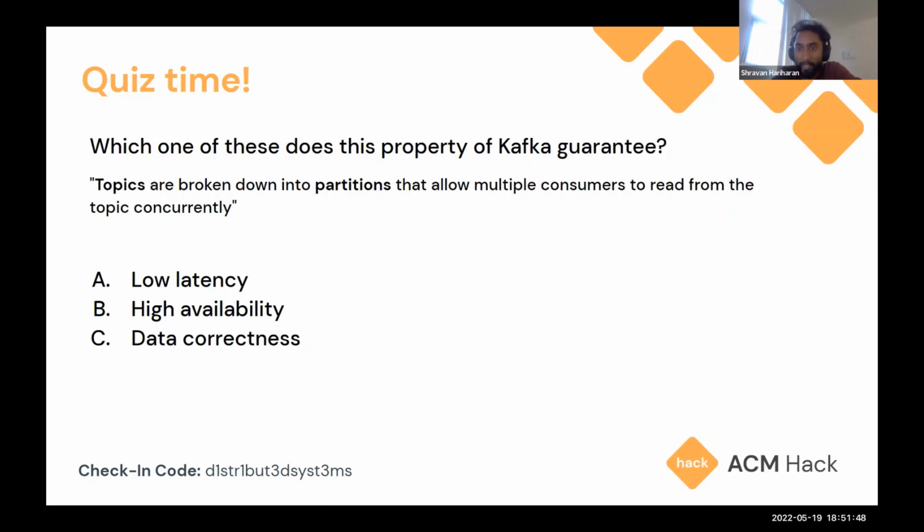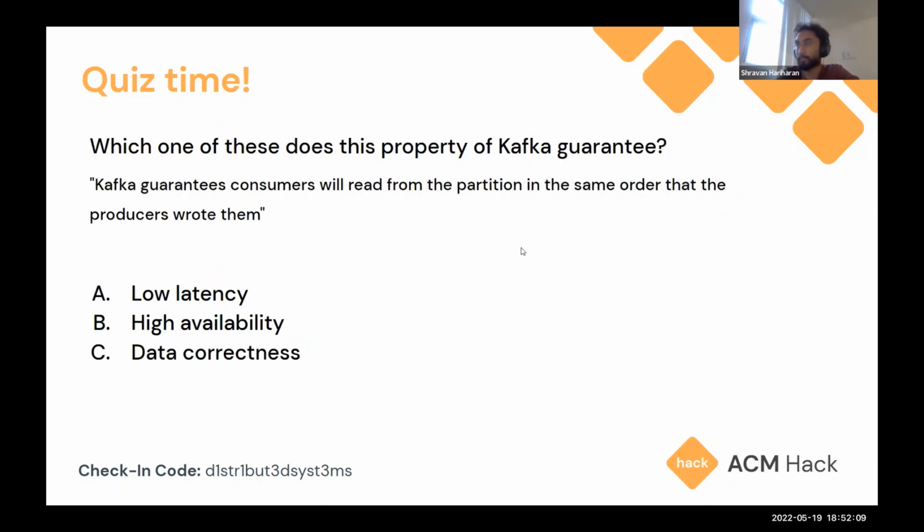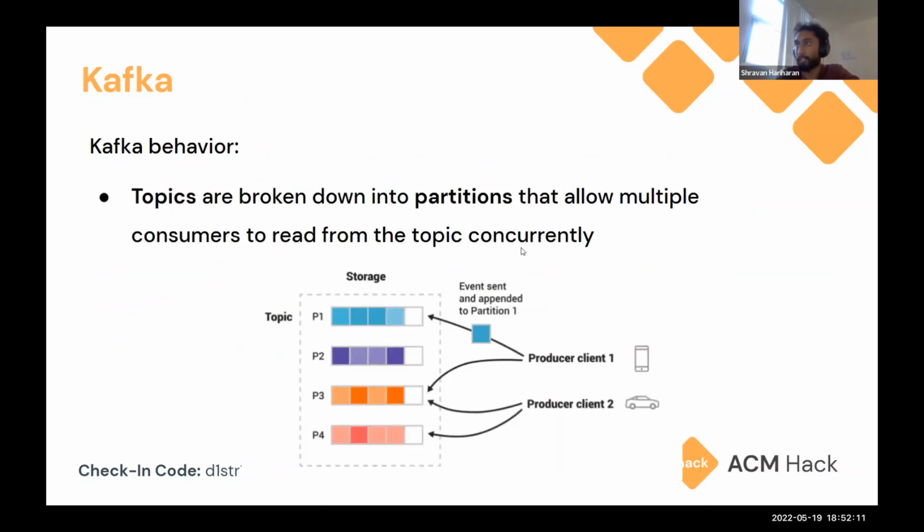And I'll explain why. Just so that it's very clear, I think you can argue that high availability is also very true, and I might want to hear from y'all why you think it's high availability. But really what I was going for here is low latency, because what we're doing is allowing for concurrent requests. So let's go back to the diagram of a partition, right?